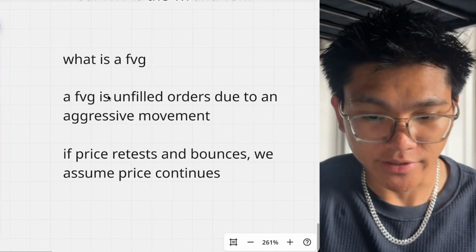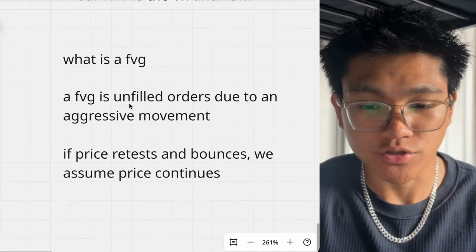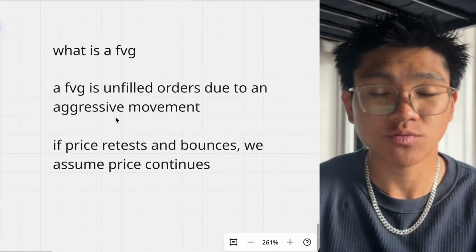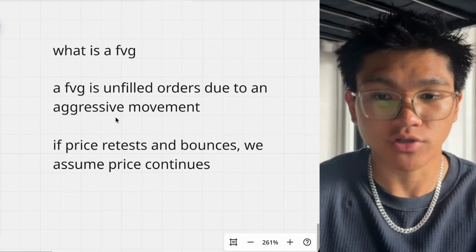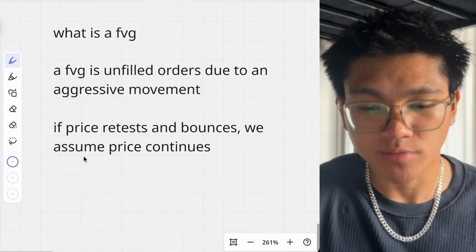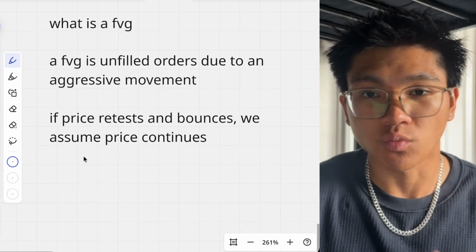So what exactly is a fair value gap? Well, a fair value gap is unfilled orders due to an aggressive movement. So if price retests and bounces, we assume that price will continue moving in the direction of the trend. And don't worry, I am explaining all this conceptually, but once I finish, I'll go onto the charts and actually show you what that looks like.